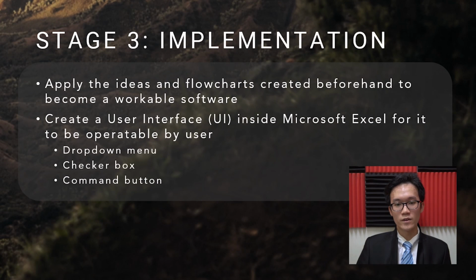In stage 3, the ideas and flowcharts created beforehand need to be applied in order to become a workable software. A user interface needs to be created inside Microsoft Excel for it to be operable by the user. Some of the interface includes a drop-down menu, check box, and command button.